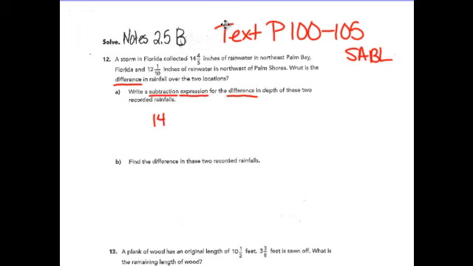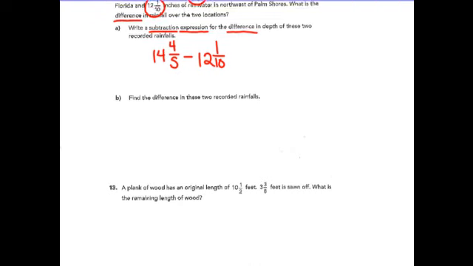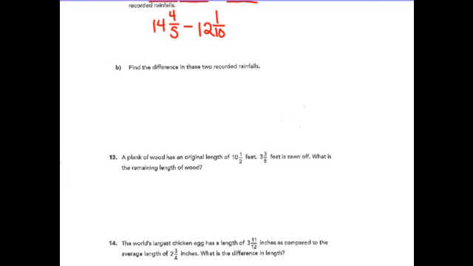Well, 14 4/5 is larger in absolute value than 12 1/10. So my expression would be 14 4/5 minus 12 1/10. No equal sign. Part B. Find the difference in these two recorded rainfalls. So we're going to have to go ahead and subtract this.